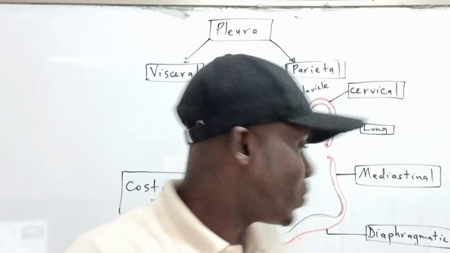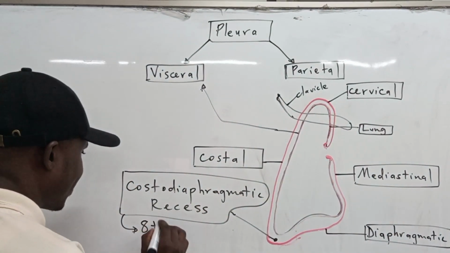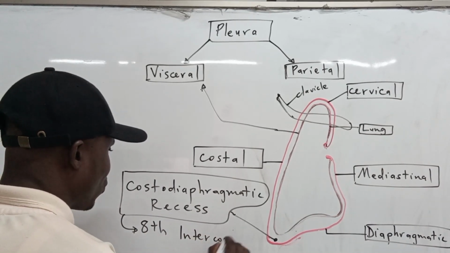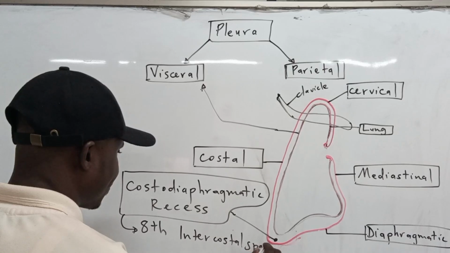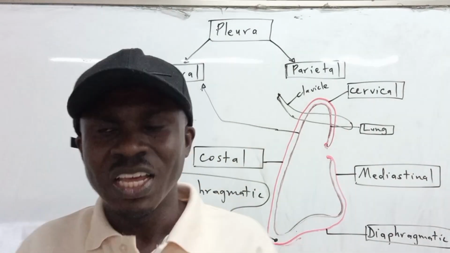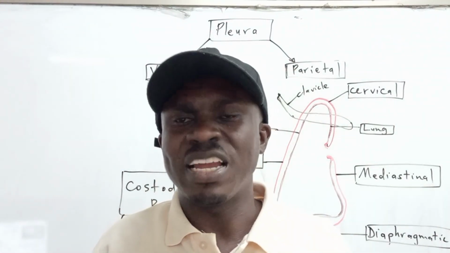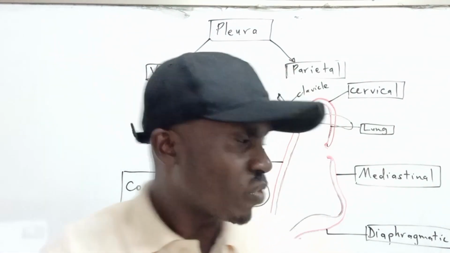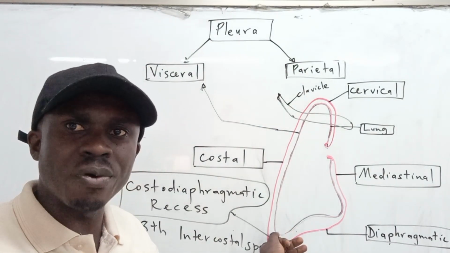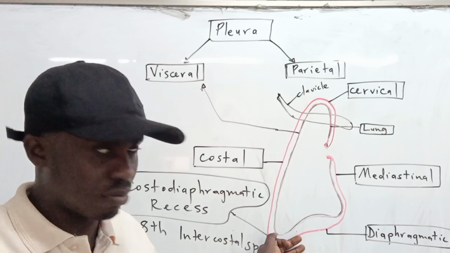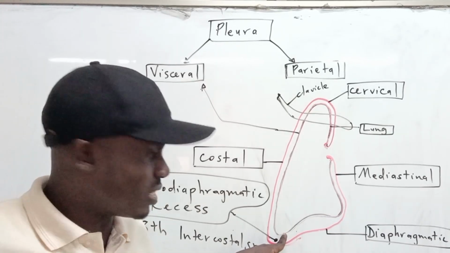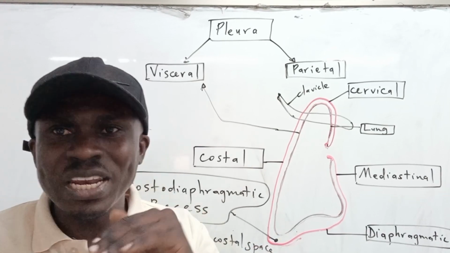What's the level? The level is the 8th. It's tapped at the level of the 8th intercostal space. Now, why do we tap it at the level of the 8th intercostal space? Because largely in the larger population, what we see is that the lower border of what we call the lung, the lowermost portion, together with, of course, the visceral pleura, is at what level? What level does it reach?